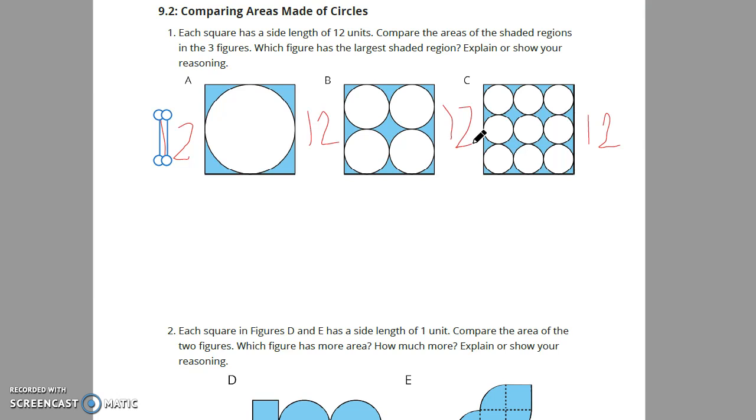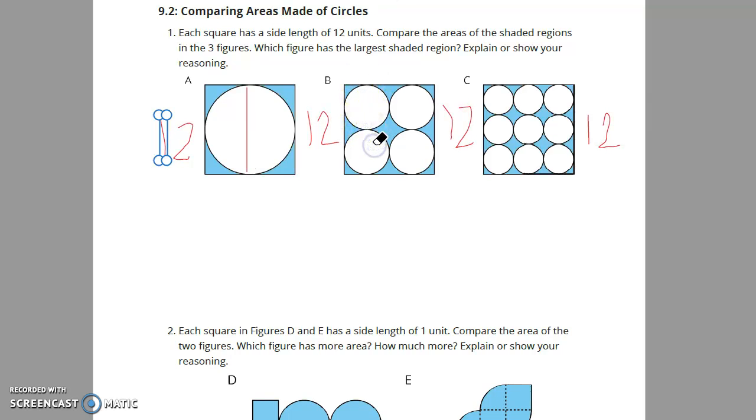All right, so compare the areas of the shaded regions in the three figures. Which figure has the largest shaded region? Explain or show your answer. So go through these three and try to figure out which one you think is larger or smaller. Okay, remember, we already know the diameter of the big circle is 12 because it's equivalent to the side of the square. Now, if we go to box number B, we know the diameter, oops, that's way off.